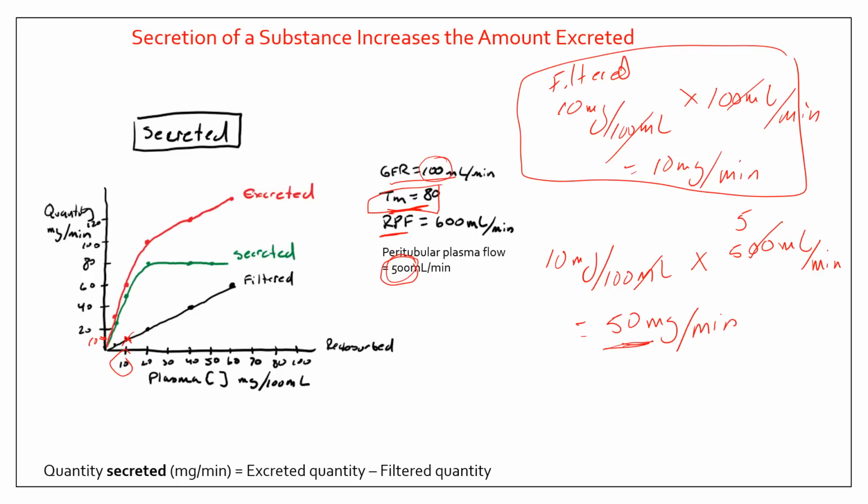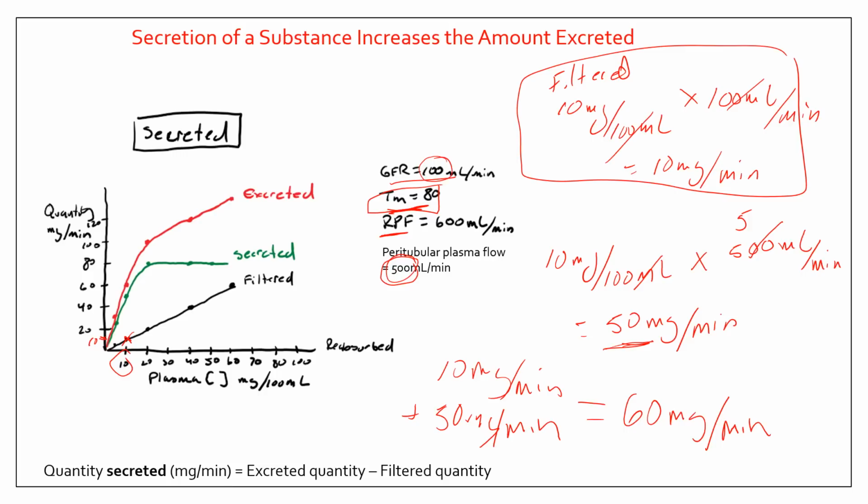So therefore, I'm going to be not only filtering 10 milligrams per minute from what was filtered, plus I'm secreting another 50 milligrams per minute for a grand total of 60 milligrams per minute in my nephron now, because I've secreted 50 and I already had 10 to start with from the filtration. So it's a total of 60 milligrams per minute.